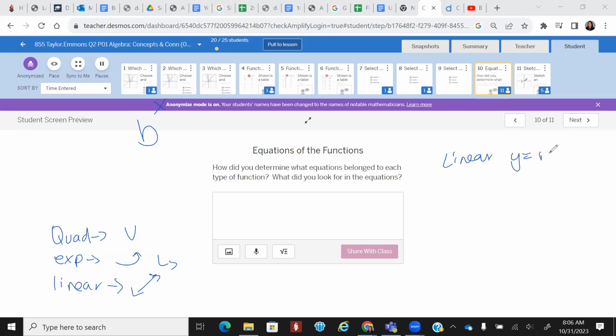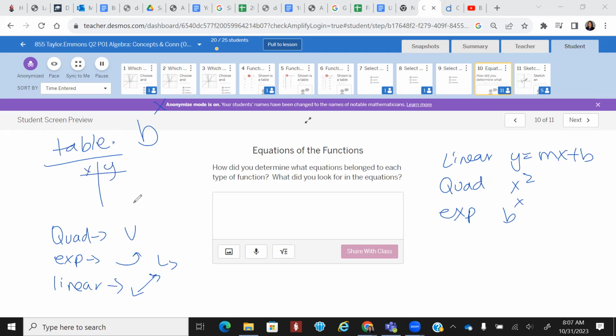Okay. So it's just got an x, right? What about quadratic? X squared. And then what about exponential? Okay, so it's got x in the exponent. Okay. How about a table? How do we identify that? Like if we have like this little table, we have x, y, we got a bunch of numbers. How do we figure that out?